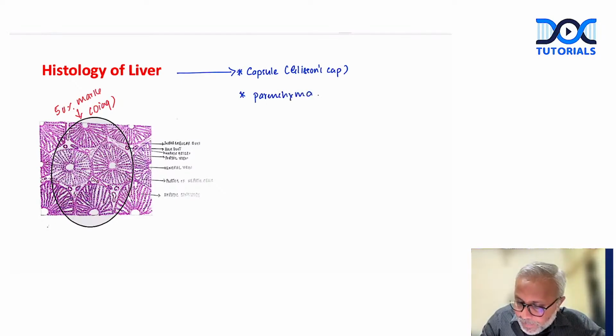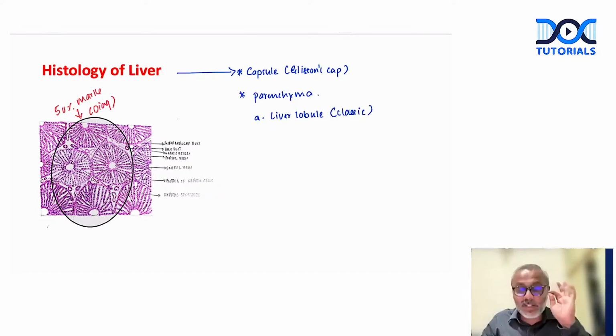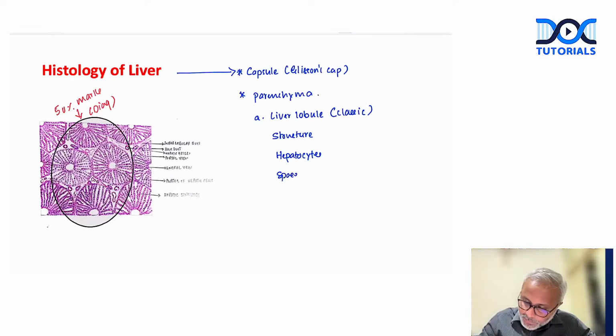Then, when you come to the parenchyma of the liver, remember, the parenchyma of the liver is made up of the classic liver lobule. So describe the structure of the classic liver lobule, then talk about hepatocytes in brief. Then talk about two important spaces. One is the space of Disse, which you will write here.